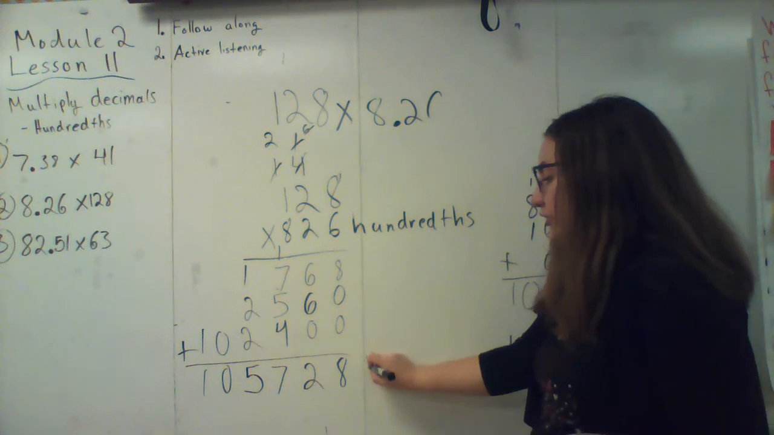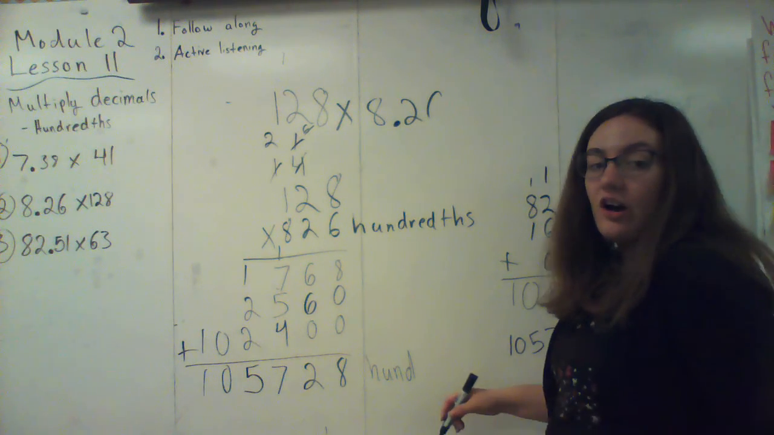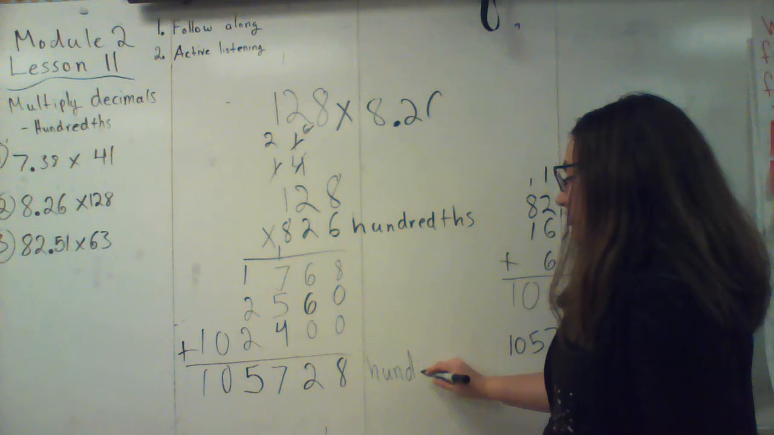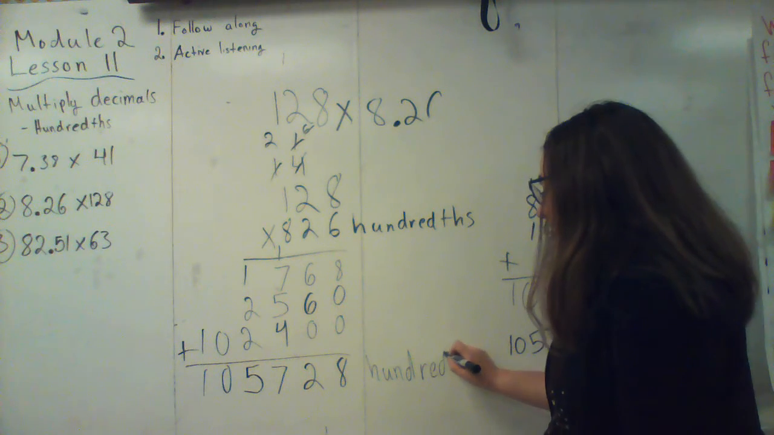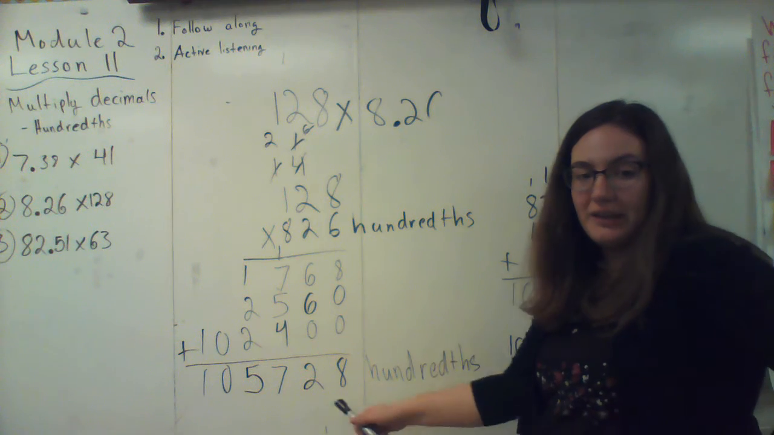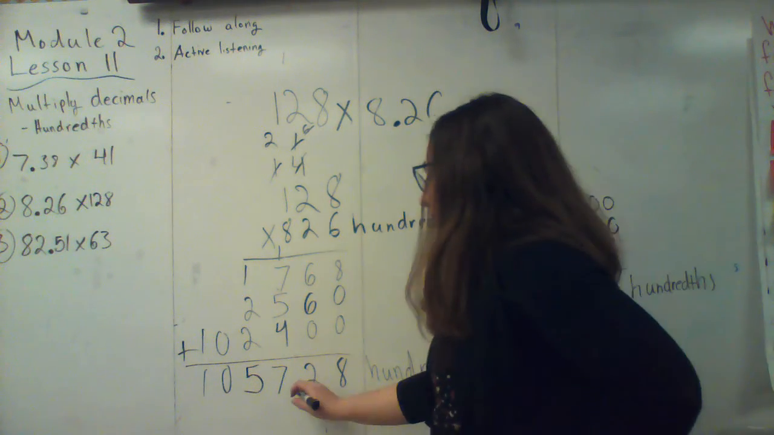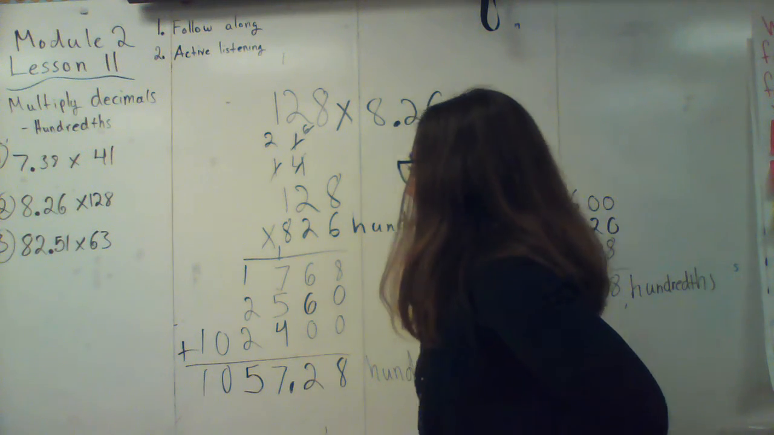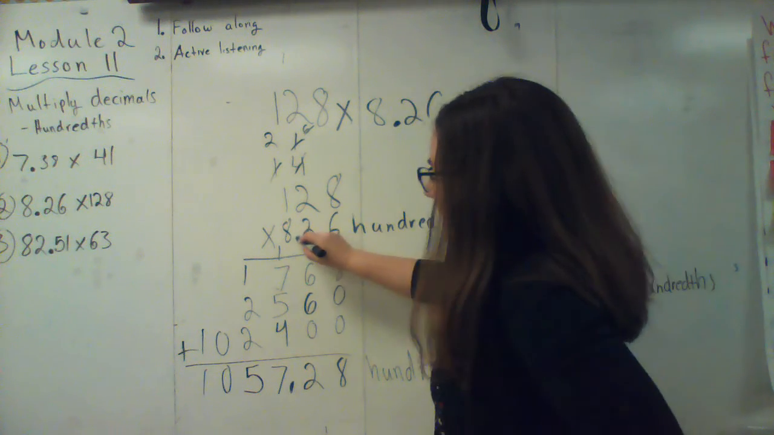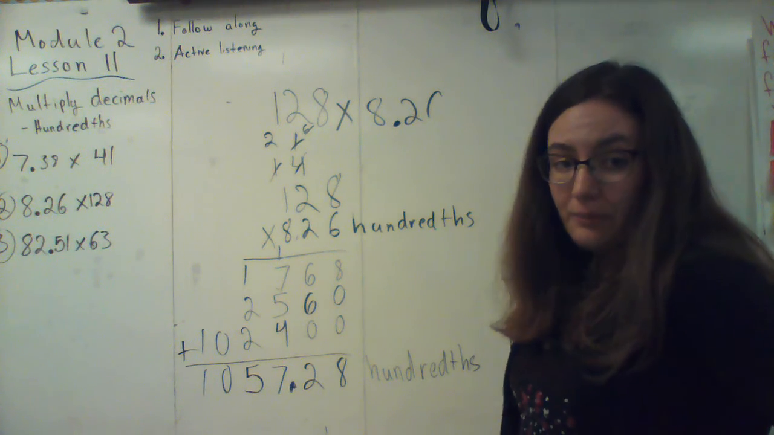Now remember, I want to bring down my units. So right now I technically have 105,728 hundredths. But what I need to do is make sure that I don't want my answer in unit form. I want it in standard form. So I put my decimal right here. Also, you could have brought your decimal straight down and you would have gotten your answer like that as well.